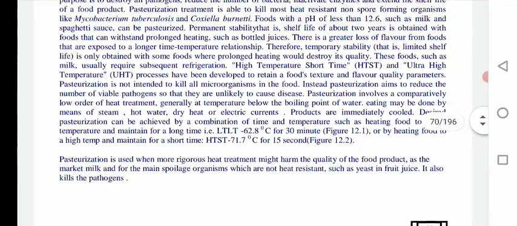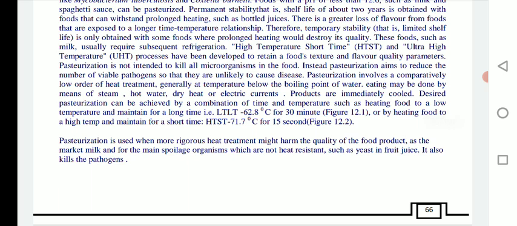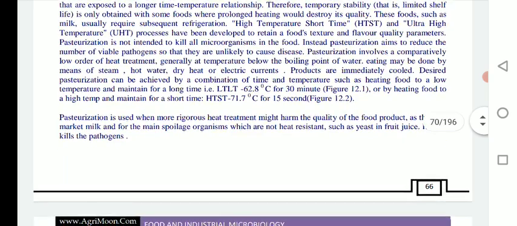High temperature short time (HTST) or ultra high temperature (UHT) processes have been developed to retain food texture and flavor quality parameters. Pasteurization is not intended to kill all microorganisms in the food. Instead, pasteurization aims to reduce the number of viable pathogens.